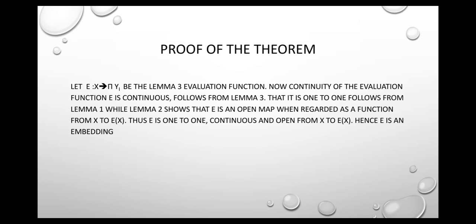Then the proof of the theorem is: let E from X to the product of Y_i be the evaluation function. Now, continuity of E follows from lemma 3, that it is one to one follows from lemma 1, while lemma 2 shows that E is an open map when regarded as a function from X to E of X. Thus E is one to one, continuous and open from X to E of X. Hence, E is an embedding.